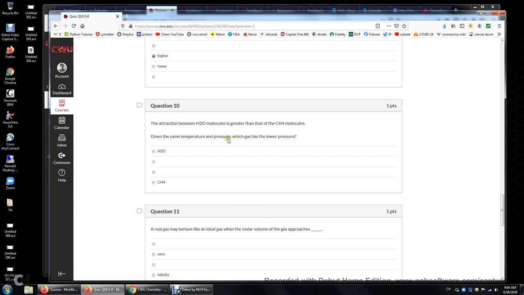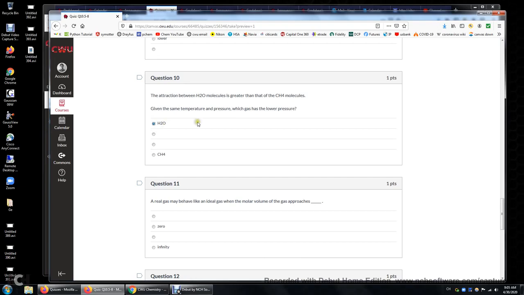The attraction between water molecules is greater than CH4 at the same temperature, which gas has the lower pressure? Oh, I'm sorry about this, I meant to say molar volume here. But anyway, water. Just imagine the extreme case. If the attraction between water molecules is really, really high, all those water molecules are going to stay together with each other. That will effectively reduce the number of collisions between the water molecules and the surface of the container. So, water.